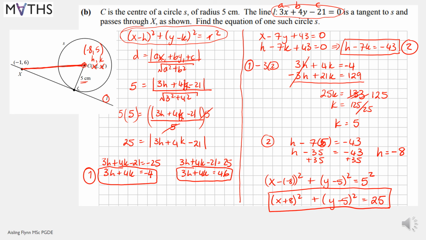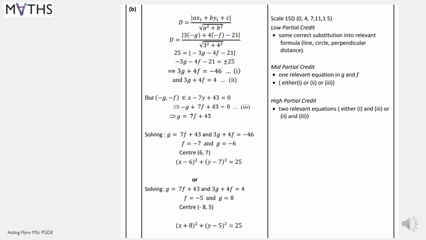Let's check our marking scheme. We used perpendicular distance. Now this solution continues with the minus g and the minus f. We worked with hk. Did we get the correct answer? Yes, we did, and we got the correct center. So 15 out of 15 for fully correct.